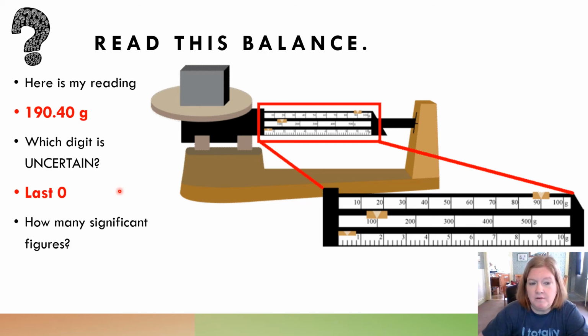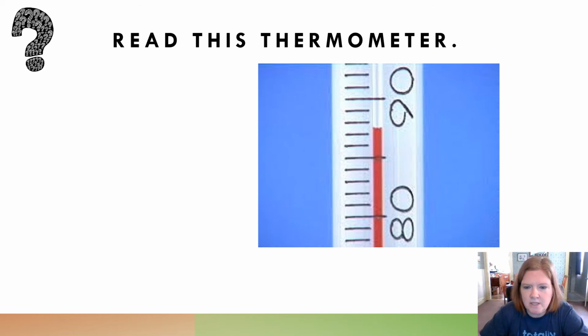How many significant figures? All right, well, I have a sandwich 0, that counts. And I have a 0 to the right of a number. And there's a decimal point, so that one counts. So there's 5. All right, so let's read this thermometer.